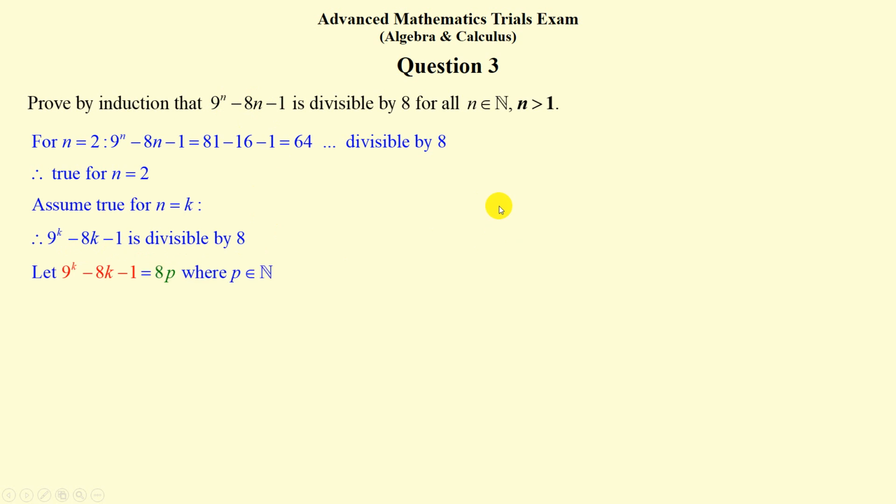Now let's go to the simplifying stage, where what we can do is take that, let it equal 8p, where p is a natural number. Makes life so much easier. So if we can separate out a 9 to the k minus 8k minus 1, later on, we can replace it with 8p, and that makes the argument that much simpler. Now, for n equal to k plus 1, we're going to substitute k plus 1 there, k plus 1 there.